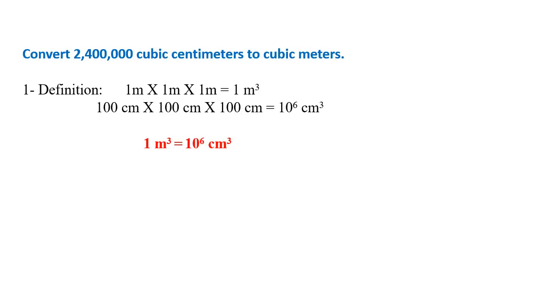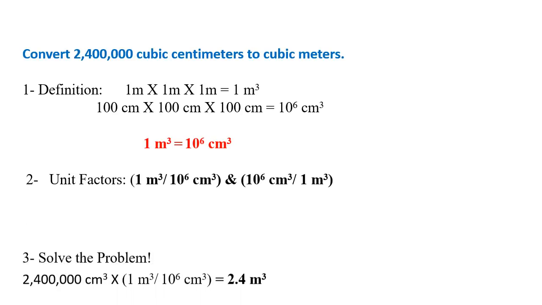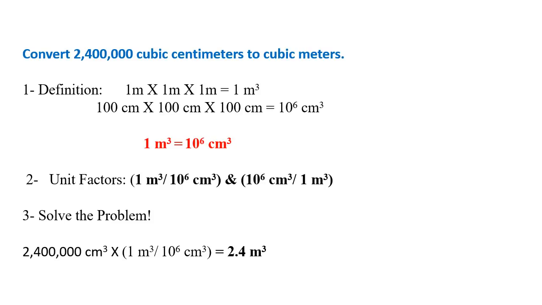This is the definition. Step 2, as always, write the unit factors. Step 3, solve the problem. Multiply 2,400,000 centimeter cubed by the right unit factor to get the answer, which is in this case 2.4 meter cubed.